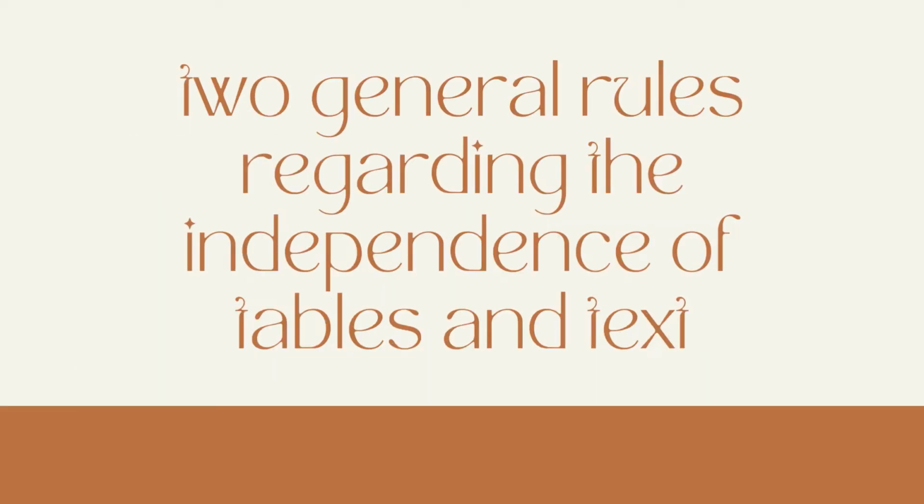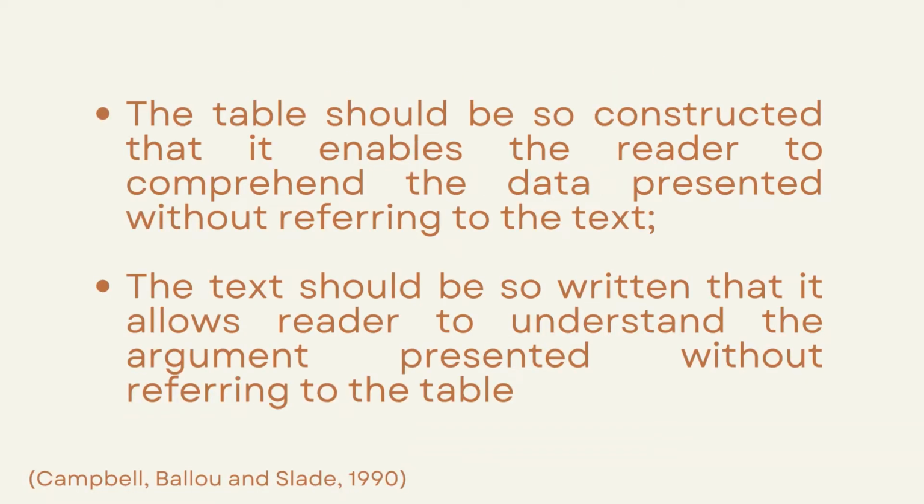There are 2 general rules regarding the independence of tables and text. Please remember these 2 rules. First, the table should be so constructed that it enables the reader to comprehend the data presented without referring to the text. And second, the text should be so written that it allows the reader to understand the argument presented without referring to the table.